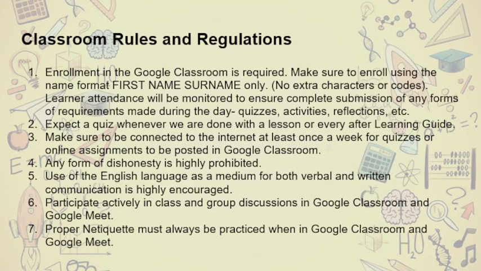Classroom rules and regulations are as follows. The name in your emails must include the first name and surname or last name only. No section, because last semester students were using their sections as a last name. And learner attendance will be monitored to ensure complete submission of any forms of requirement made during the day. So that is the attendance sheet to be answered via Google Forms.